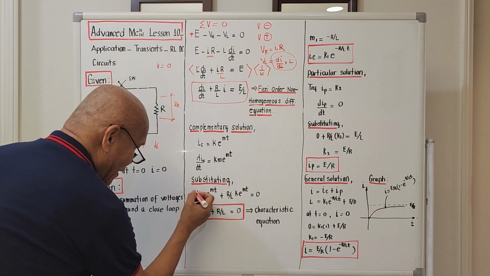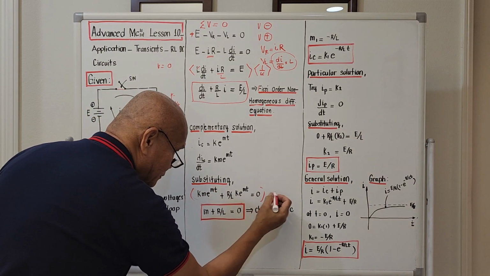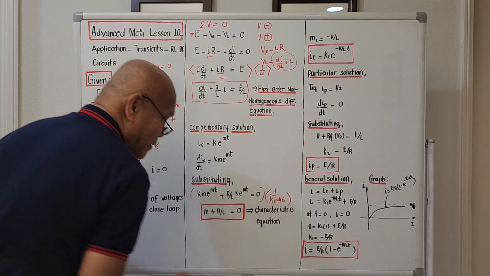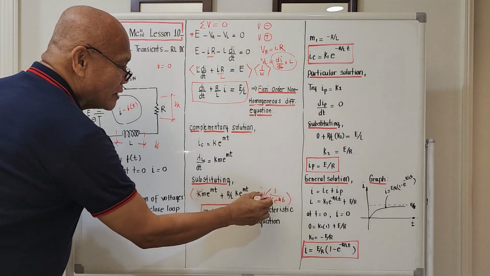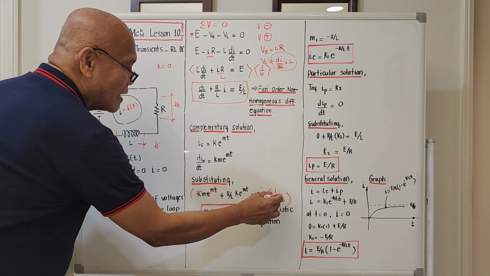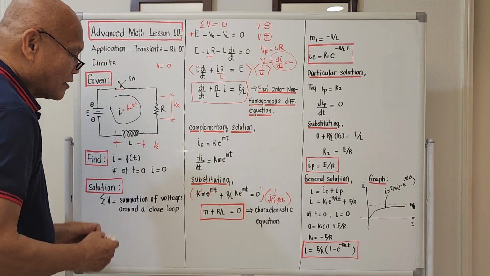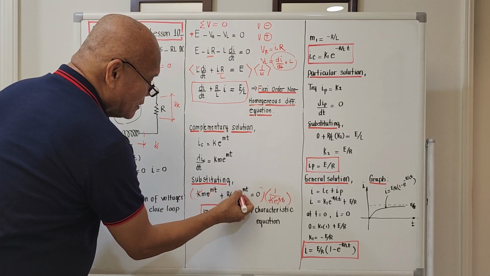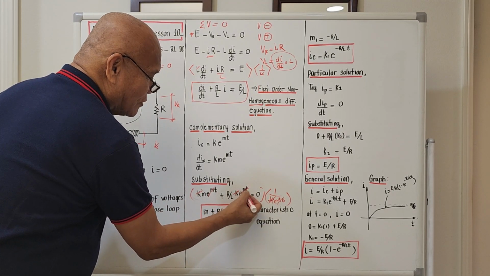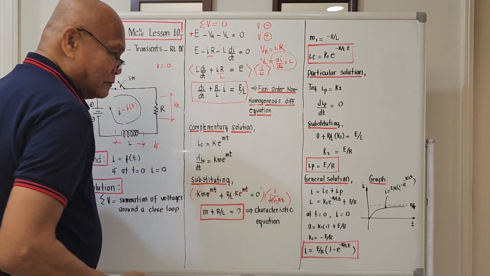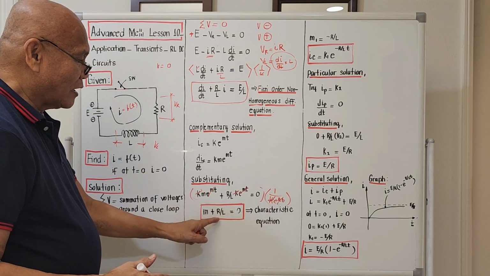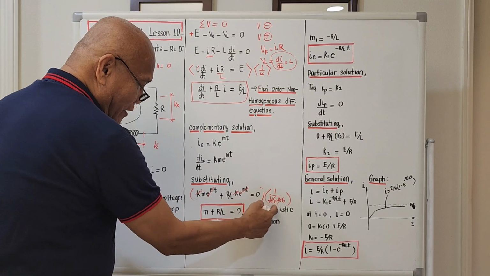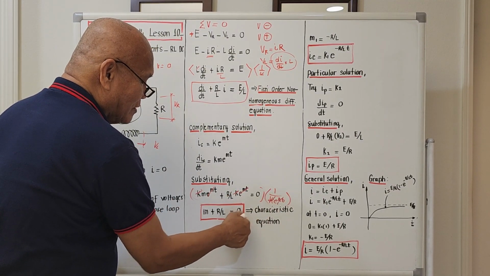Then we multiply all the terms by 1 over K e raised to mt. This K cancels with this, and this e to the mt cancels with this. What remains in the first part will just be simply m. For the second one, this K cancels and this e to the mt cancels. The second part on the left hand side will just be simply the ratio R over L, and the right hand side is 0 times 1 over K e raised to mt, which is still 0.